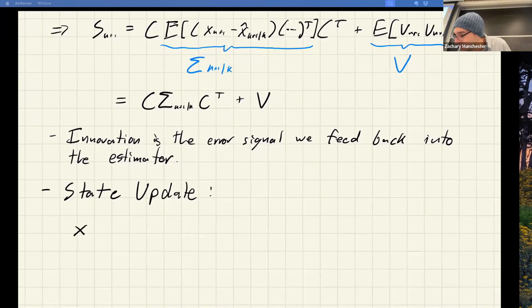We've got x hat k plus 1 given k plus 1. So our updated estimate is going to be the predicted one, k plus 1 given k, and then plus this feedback term. We're going to call the feedback gain matrix here L instead of K, because we're using K for LQR, and we don't want to mix these together. That said, L actually has historical precedent and is not uncommon.